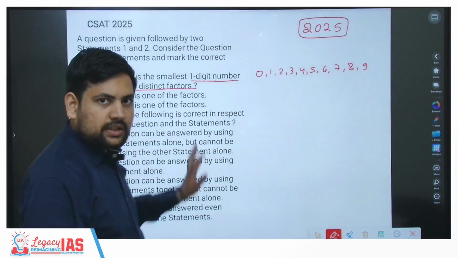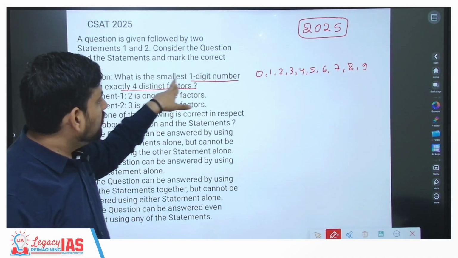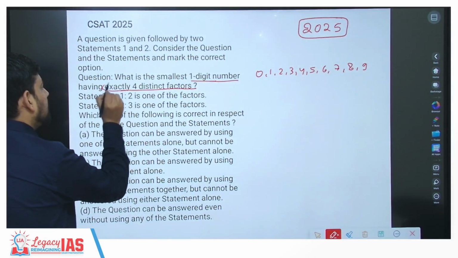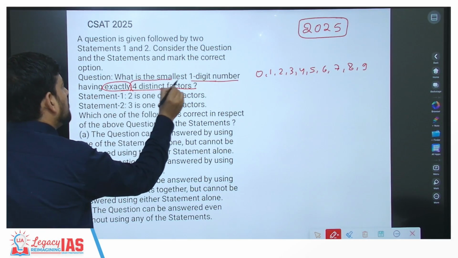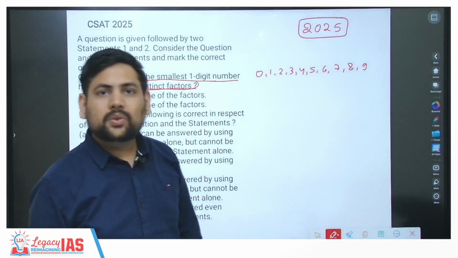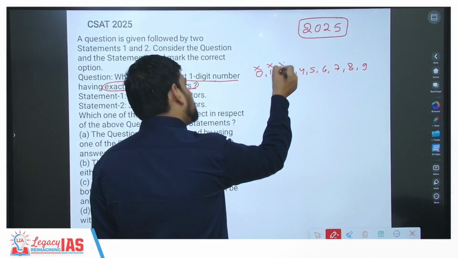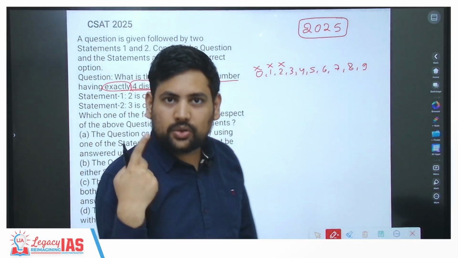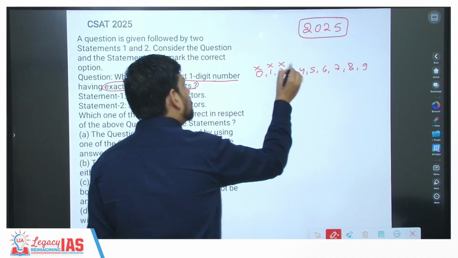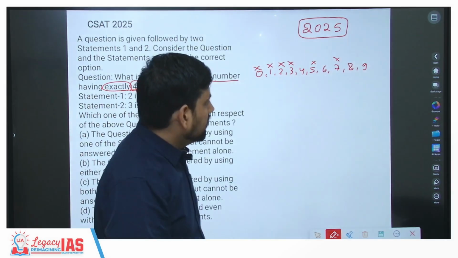Now, let's first try to reduce it according to the question only. So it says, what is the smallest one digit number having exactly 4 distinct factors? Now how many of them, first of all, have 4 distinct factors? 0 has 4 distinct factors? Of course not. 1 is not. 2 is prime? No. Prime numbers have only 2 factors, that is 1 and the number itself. So not 2, not 3, all primes, let me cancel out. 5, 7, all these gone. Now you're left with 3 options.